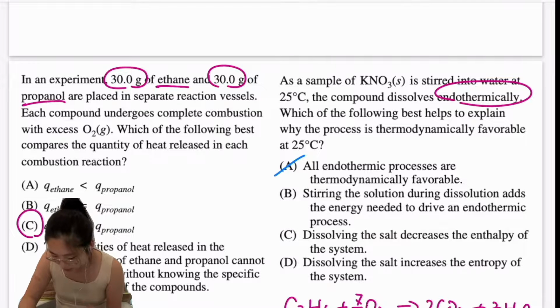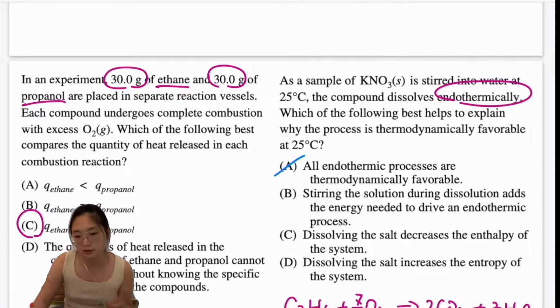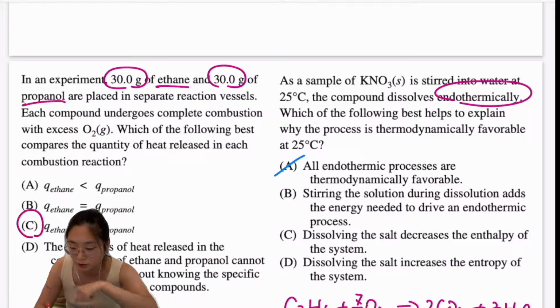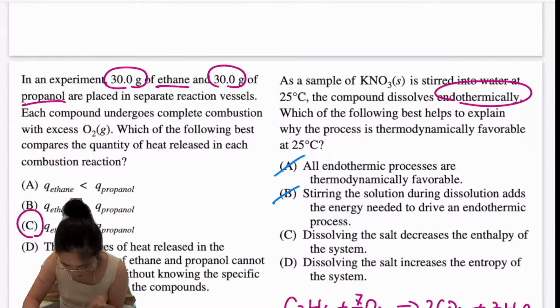B, stirring the solution during dissolution adds the energy needed to drive an endothermic process. No. So stirring is like increasing the surface area. Stirring makes the process faster, but it does not really determine if this reaction will occur or not. So let's say you're going to dissolve something that's insoluble in water. It doesn't matter how much or how vigorously you stir it. It's not going to dissolve well. So it's not B.